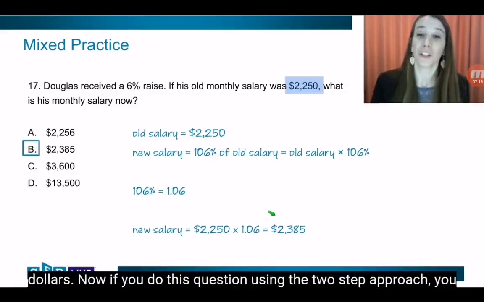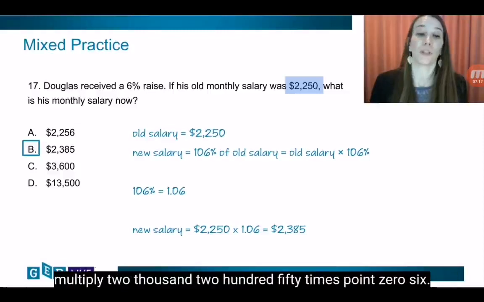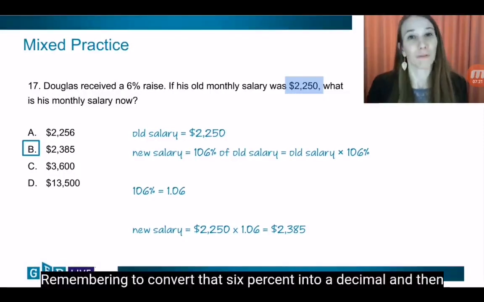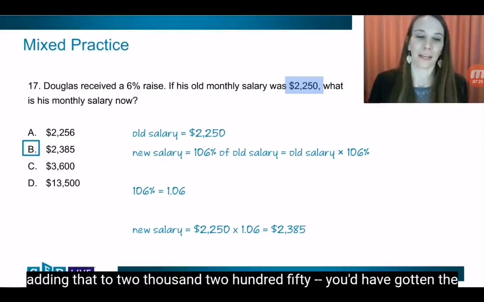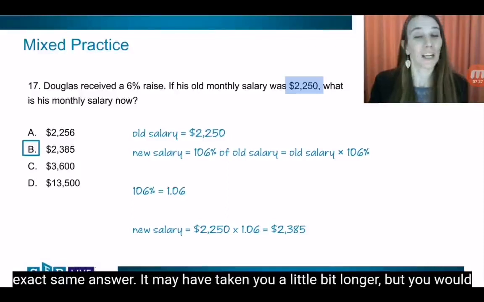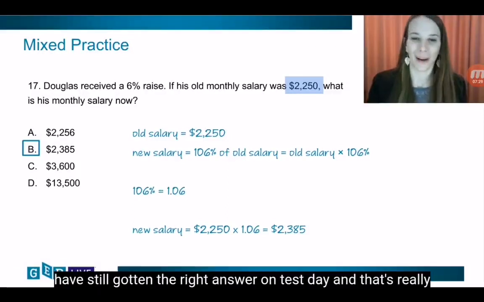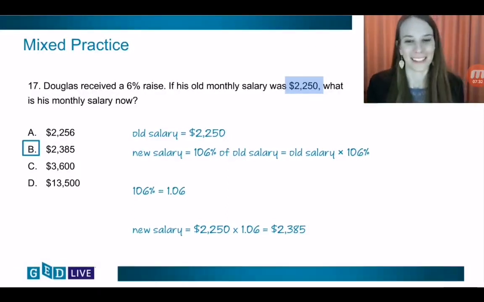Now, if you did this question using the 2-step approach, you multiplied 2,250 times 0.06, remembering to convert that 6% into a decimal, and then added that to 2,250, you would have gotten the exact same answer. It may have taken you a little bit longer, but you would have still gotten the right answer on test day, and that's really what counts.